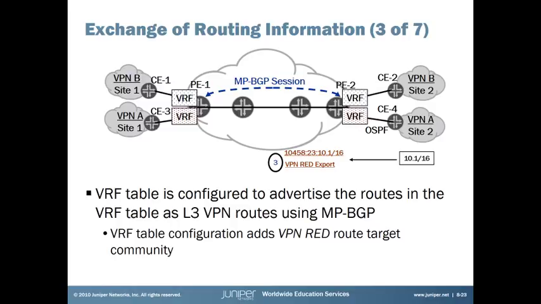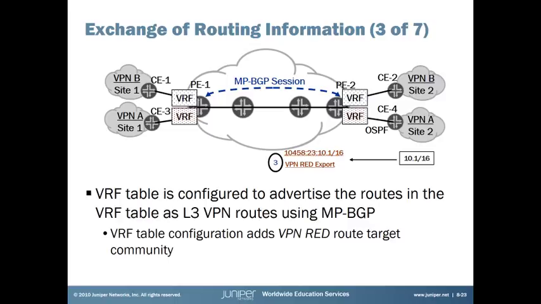That's our next job. So the VRF table is configured to advertise the routes in the VRF table as layer 3 VPN routes using MP-BGP. So that's where all this route distinguisher stuff goes on. So all that gets added and then it gets advertised. We'll put all of those route distinguishers and everything out at this point.